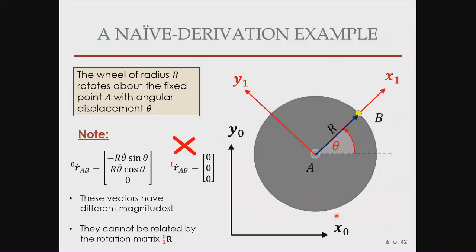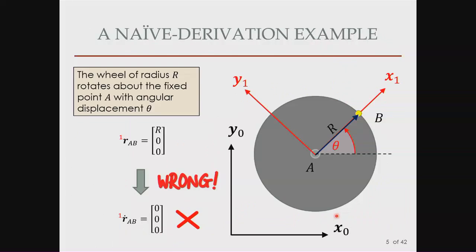Let's go back to this example. Here we have frame 1, which is the rotating frame. So f stands for 1 in this example. What is omega 1 in frame 1?